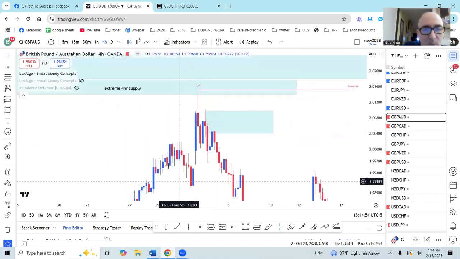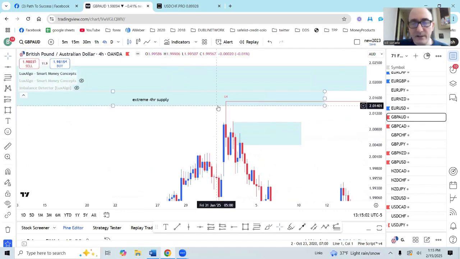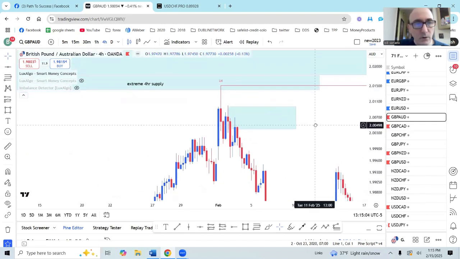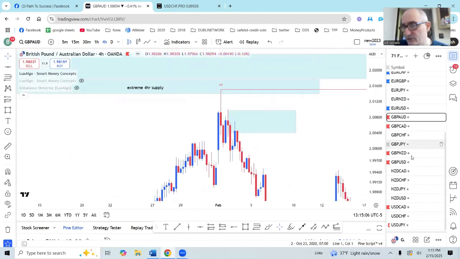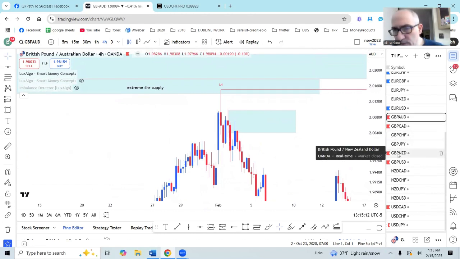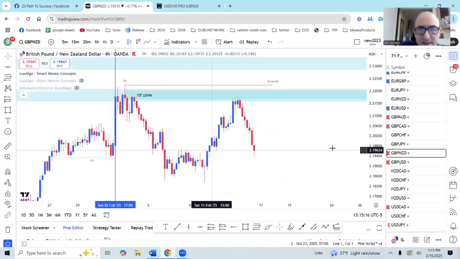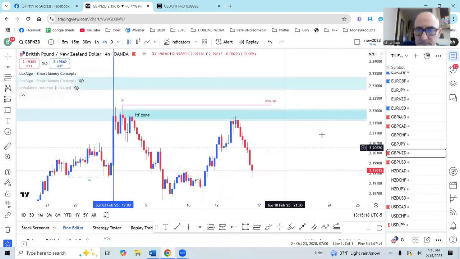So again, when you're trading from these extreme zones, sometimes you can just put the sell limit right there on the 4-hour time frame, and you can just get in the trade. Now, I think that was the only one I wanted to show you there. Another trade was in GBP NZD, right?